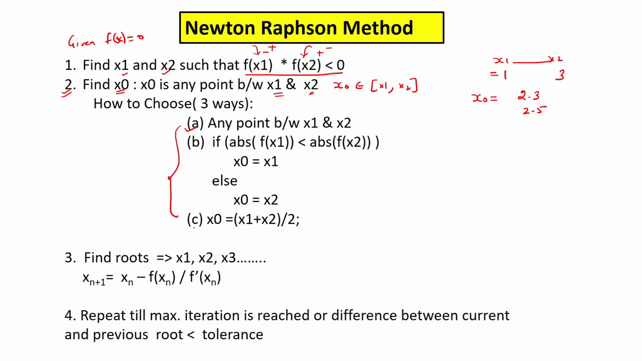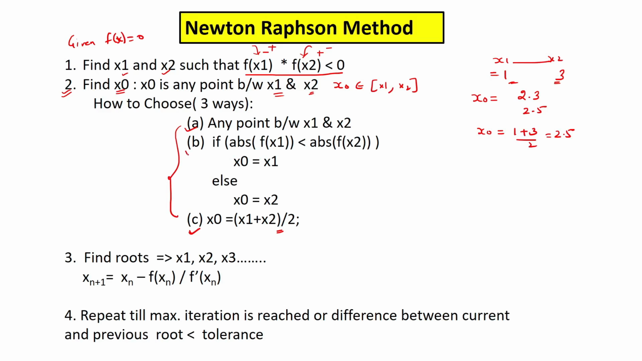Now the other method, let's say we just skip this b point. Let's say the third way, that is this c point, it is saying that you can find this x0 using the midpoint formula. That means you can say x0 will be 1 plus 3, this 1 plus 3 by 2, it will be 2.5. So you can find x0 using this way also.